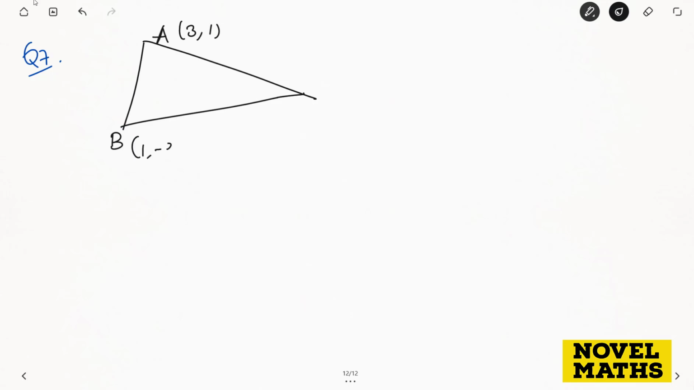Question 7. Let's use black. Alright, so what is given? A is 3 and 1. B is 1 and negative 3. C, we don't know, x and y. And it says the centroid lies on the x-axis. If anything lies on the x-axis, the value of y is 0, right? So this is 0.